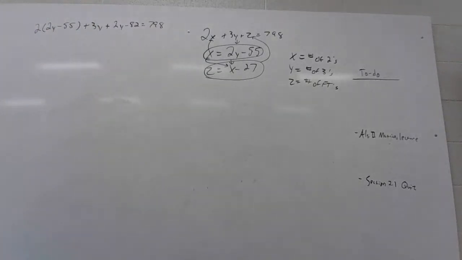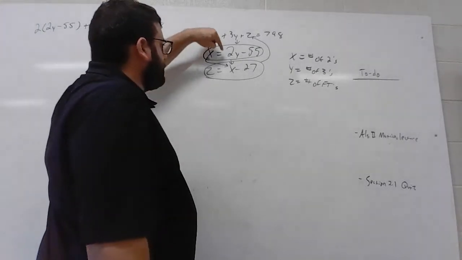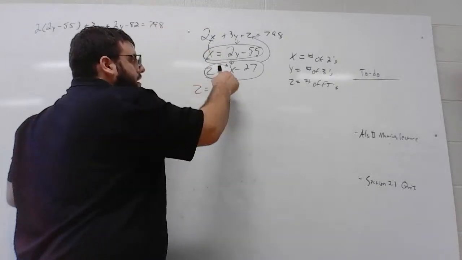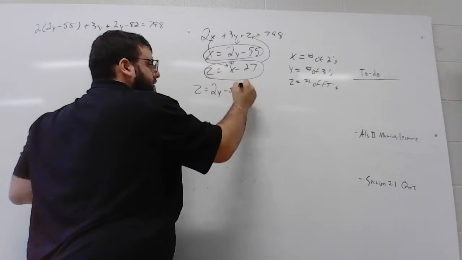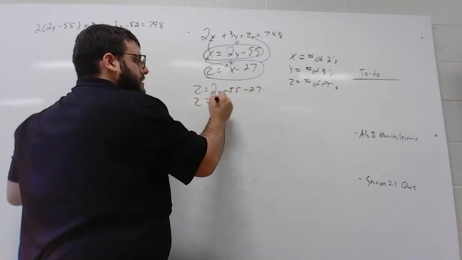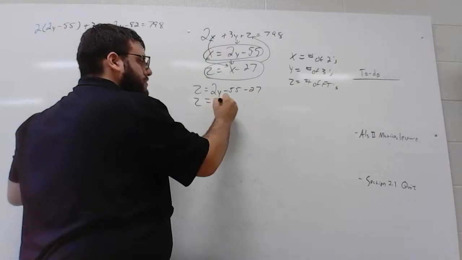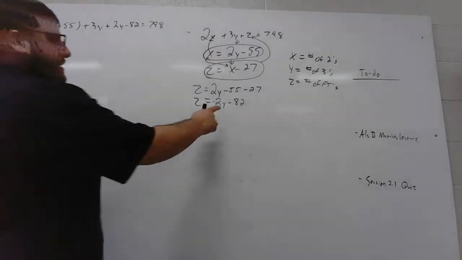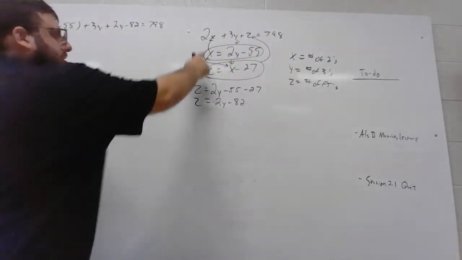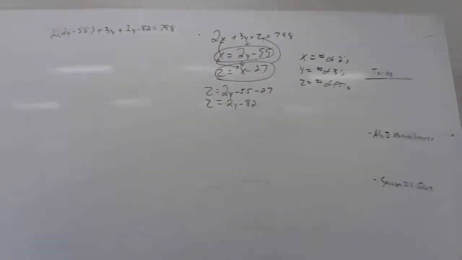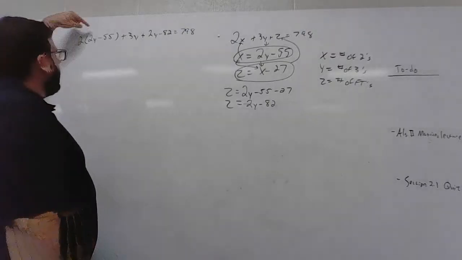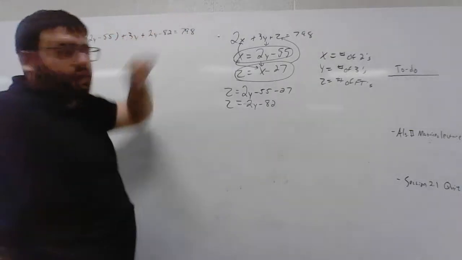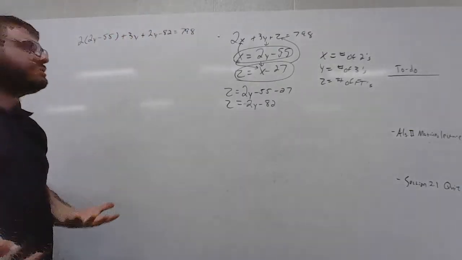So what I've done was, first I'm going to substitute this x into here to figure out what z is going to be. So z equals x, which is 2y minus 55, minus 27. So combine like terms, 2y minus 82. So now I can take this right here, put it in z, and this here, put it in x. And I've gone ahead and written that up here. 2 times x, which is this, plus 3y, plus z, which is this, equals 798. Now my big equation is in terms of y.